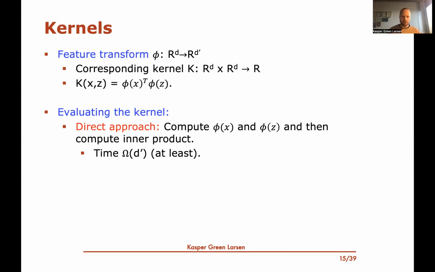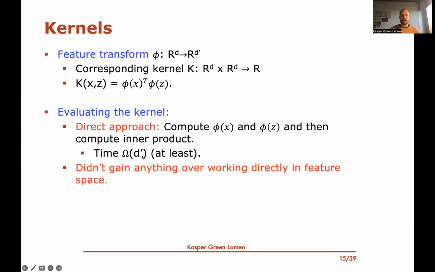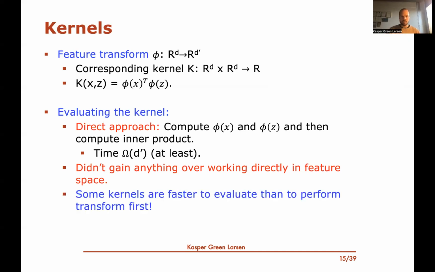And of course, the direct approach is to do the feature transform on x, do the feature transform on z, and then compute the inner product. But the time needed to do this is proportional to the number of coordinates of the feature transform vectors, so it's going to be d prime. So we didn't really gain anything over working directly in feature space, because that also just requires computing the feature transform vectors and computing inner products. So we need to do something more intelligent here.